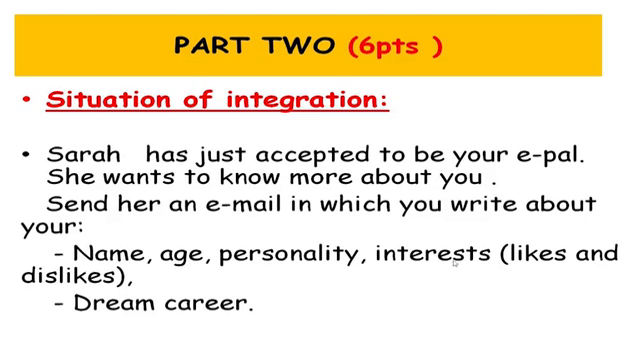Now, interests. Here you are going to talk about your likes and your dislikes. What do you like? What do you love? What do you enjoy? What do you prefer? And your dislikes, that means something you don't like, you hate. Also here you select one or two verbs to write 2 or 3 sentences to talk about your interests.